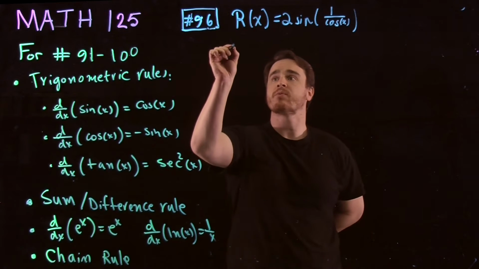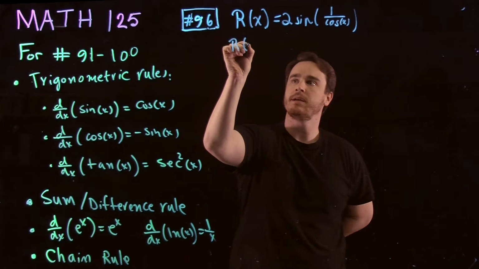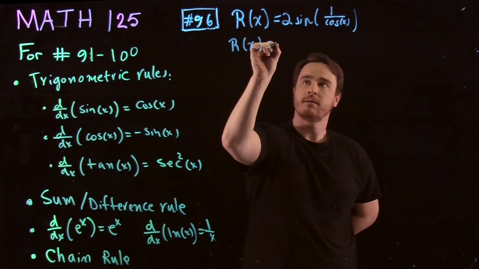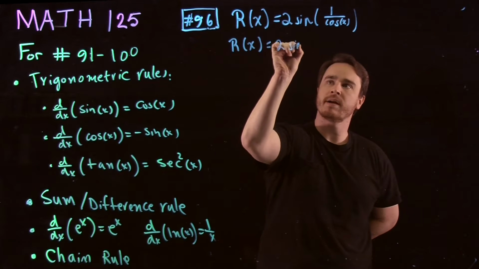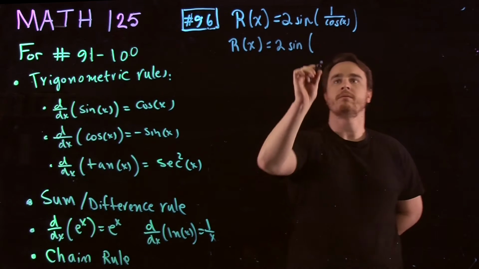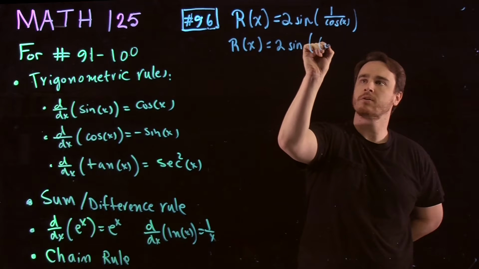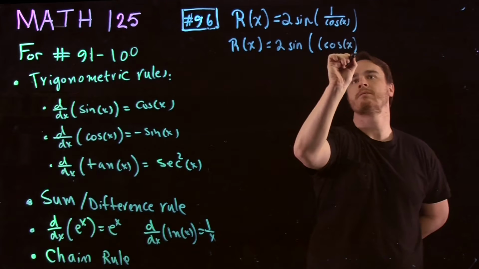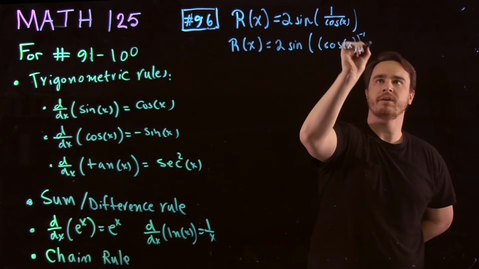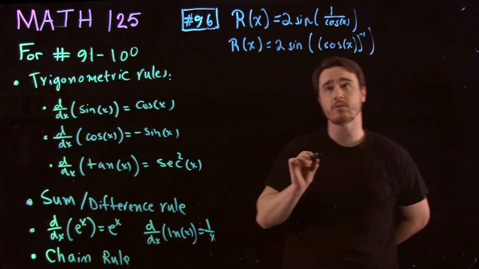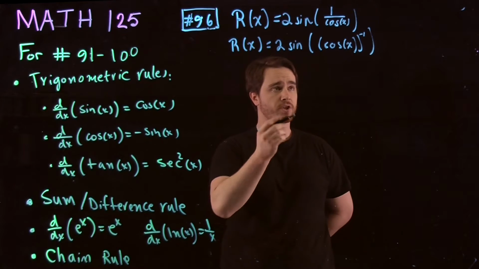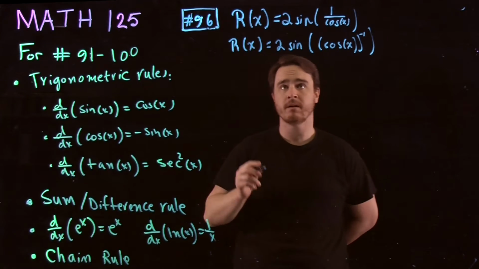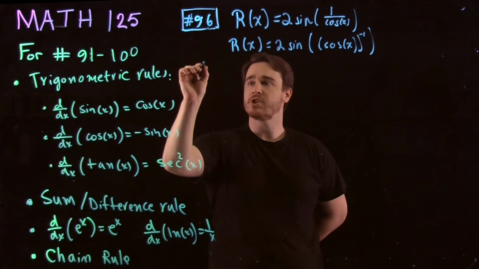Now I'm going to start by rewriting this in a way that seems a little bit more manageable. I'm going to write this as cosine of x to the negative 1 power, because I can use my chain rule or my generalized power rule on this. So here, like I said, we have a chain rule.